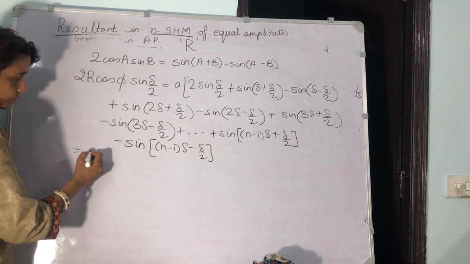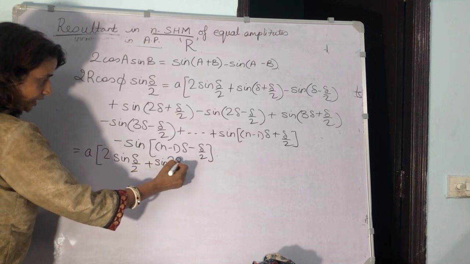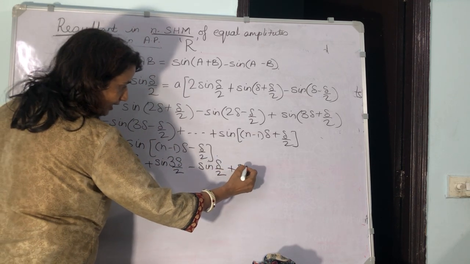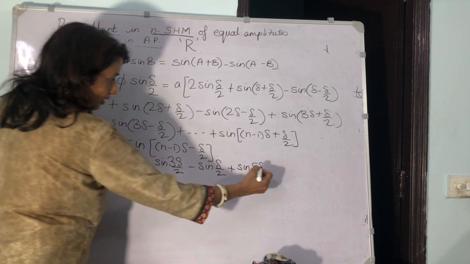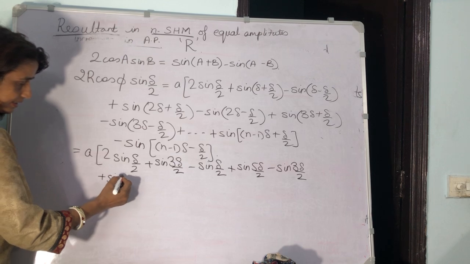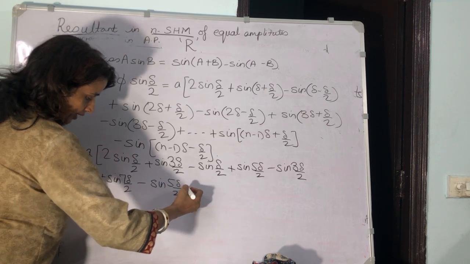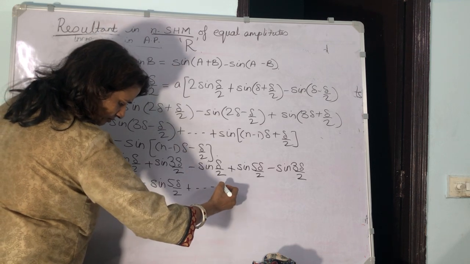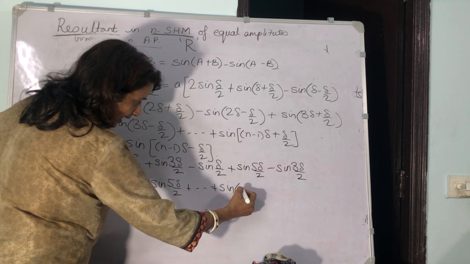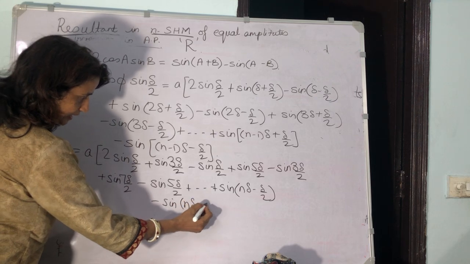Now this series reduces to A into 2 sin del by 2 plus sin 3 del by 2 minus sin del by 2 plus sin 5 del by 2 minus sin 3 del by 2 plus sin 7 del by 2 minus sin 5 del by 2 plus so on till sin n del minus del by 2 minus sin n del minus del.